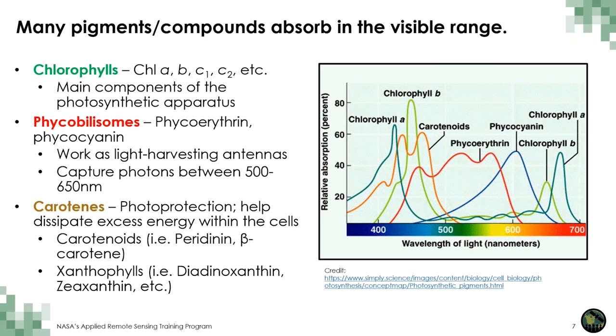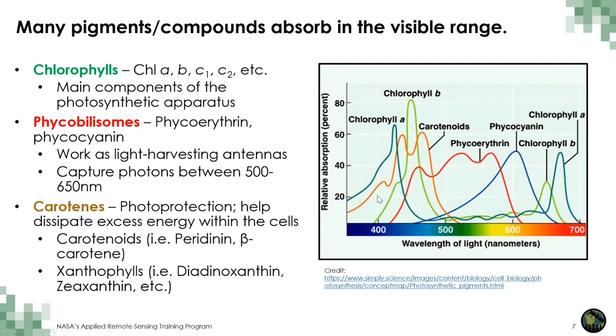Okay, before we talk about hyperspectral data in general, I wanted to point out some aspects about the photosynthetic apparatus of photosynthetic organisms, and particularly talk a little bit about the different pigments or compounds that absorb within the visible range. First, as most of you know, photosynthetic organisms have chlorophylls. Depending on the organism, they may have chlorophyll A, B, C, C2, etc. And these are the main components of the photosynthetic apparatus.